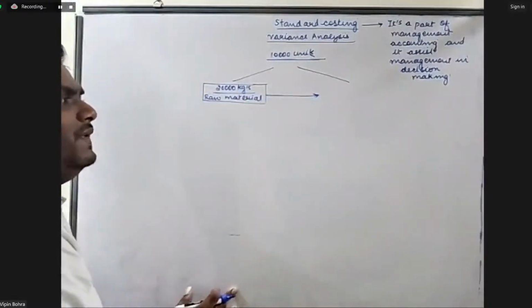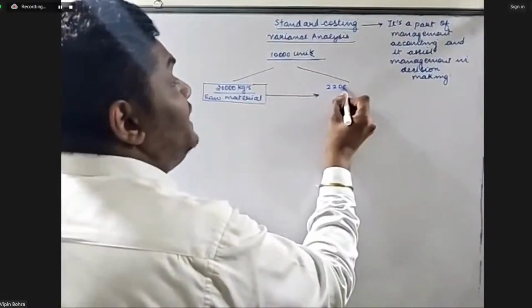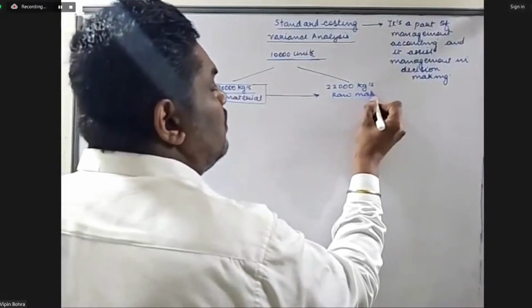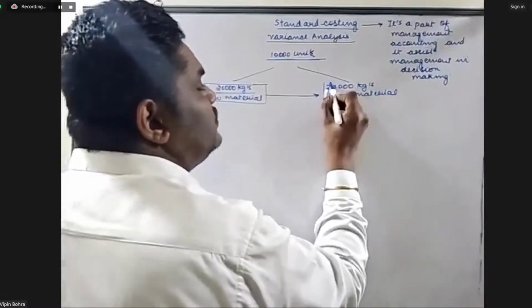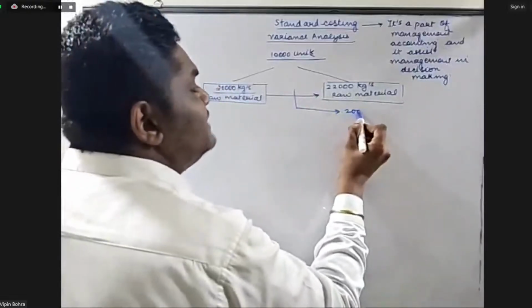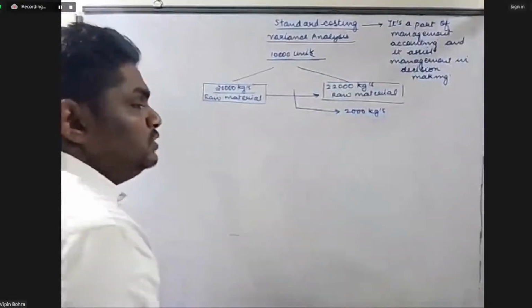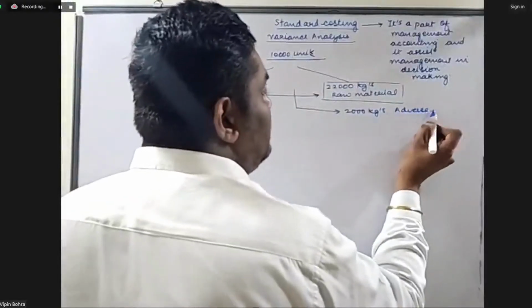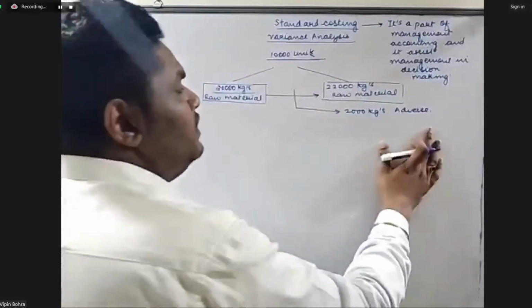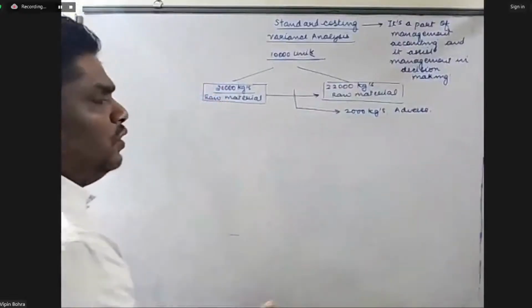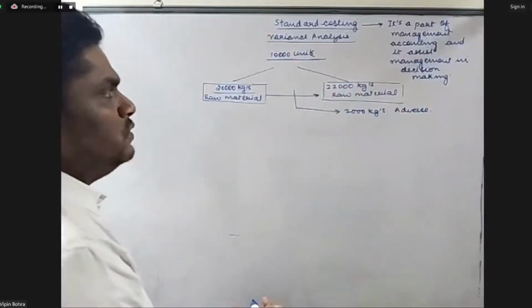However, when the actual results were out, we actually consumed 22,000 kgs of raw material. That is 2,000 kgs extra we consumed. So we can say it is a loss for the company, it is adverse for the company. So we can call it a variance, but it is not in monetary terms, it is in quantitative terms. I'll be discussing this part in monetary terms also.